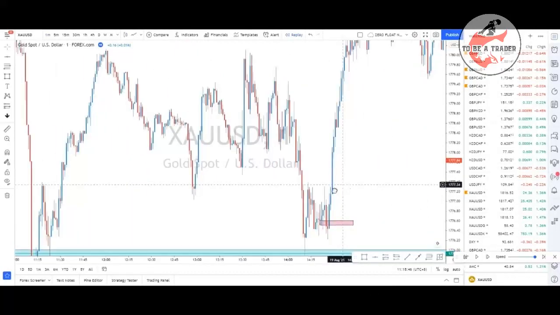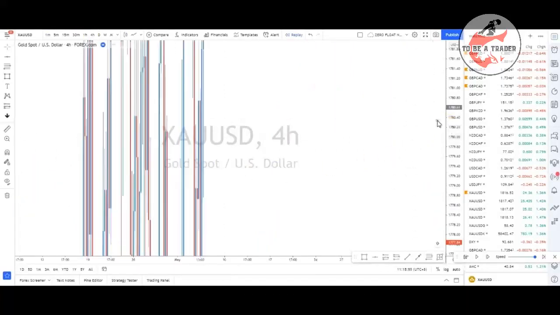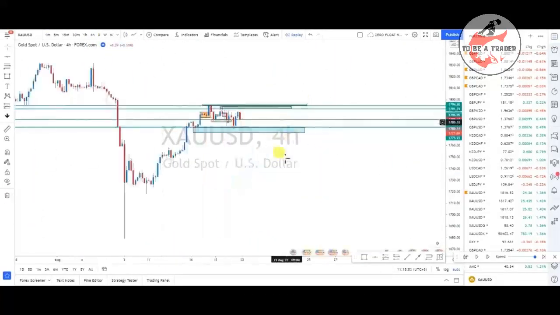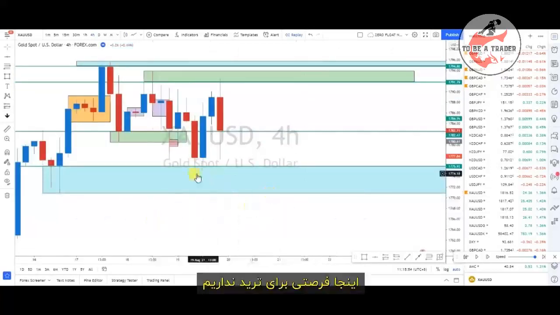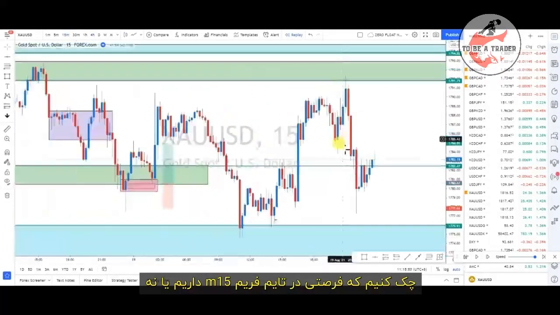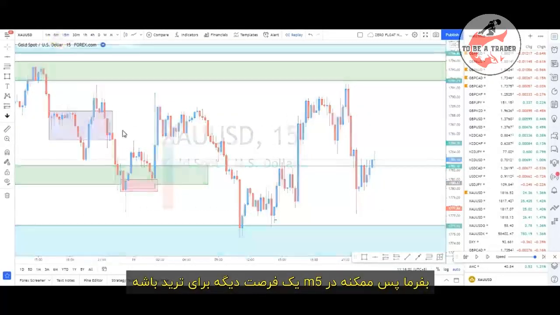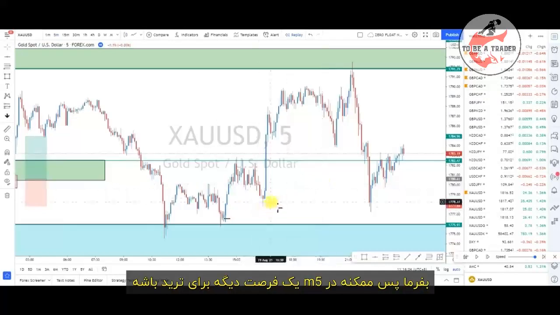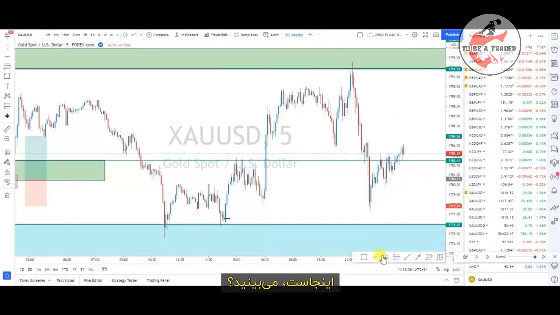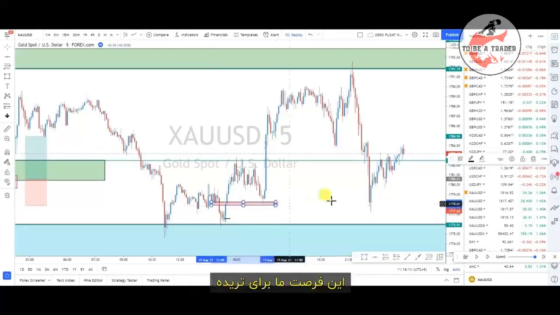Okay, guys, so let's find other opportunities again. Go back to the H4 or the H1 time frame. So we do not have any opportunity to trade here. Let's check if we have any opportunity in the M15. Yes. Okay, there we go. So on the M5 we could have another opportunity to trade. Here, guys, you see here? So on the M5, here we mark. There we go. Okay, this is our opportunity to trade.